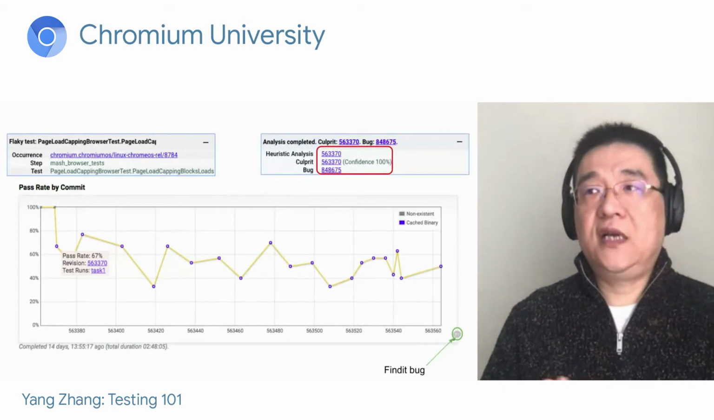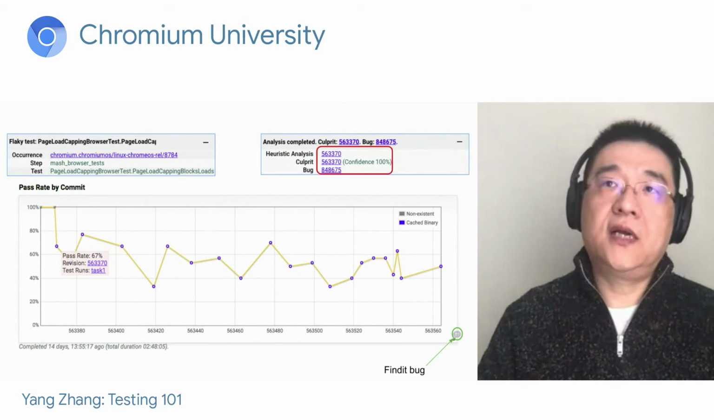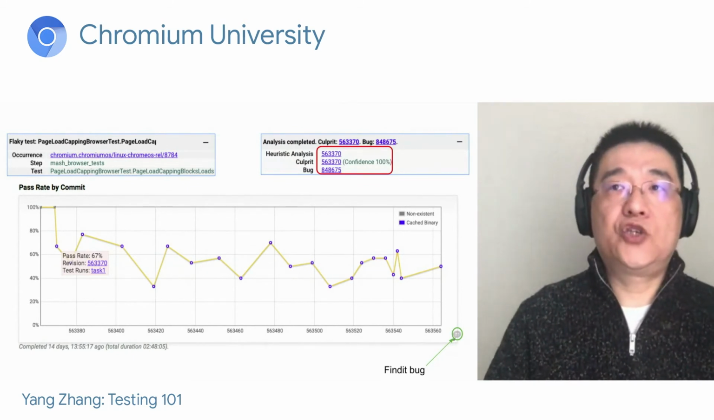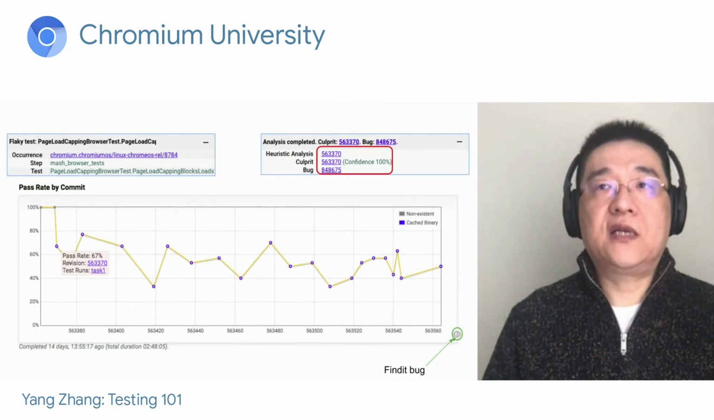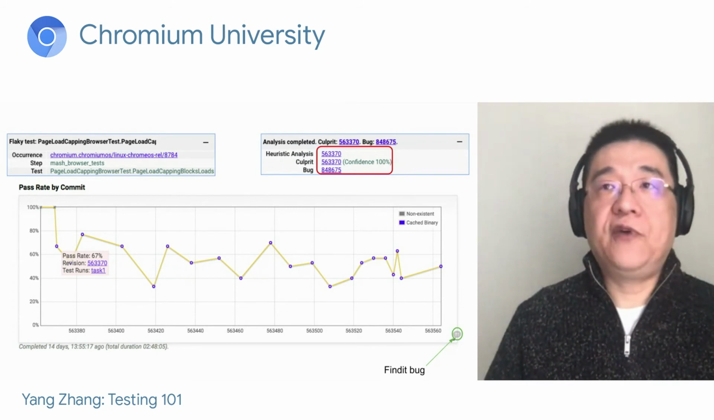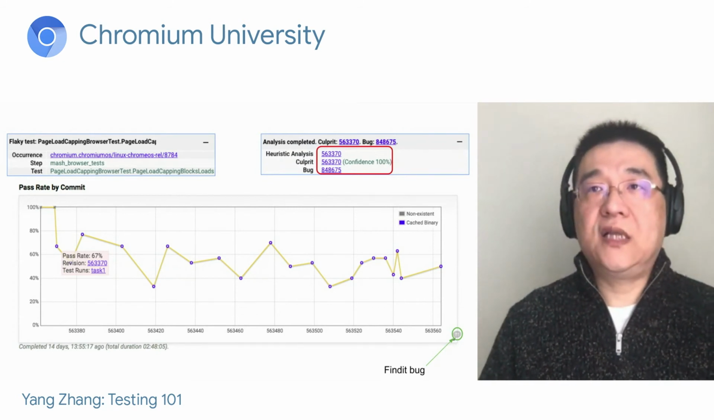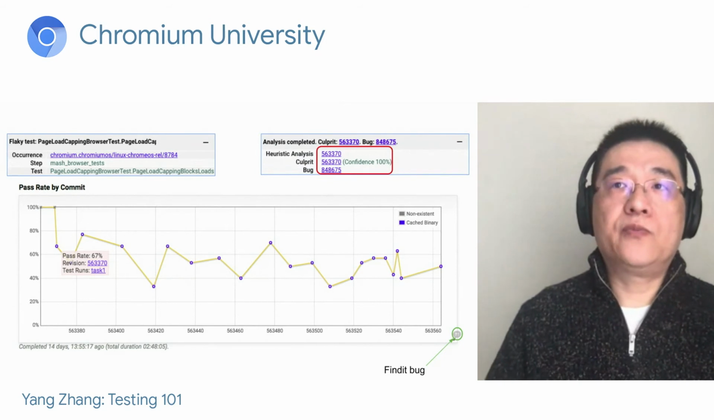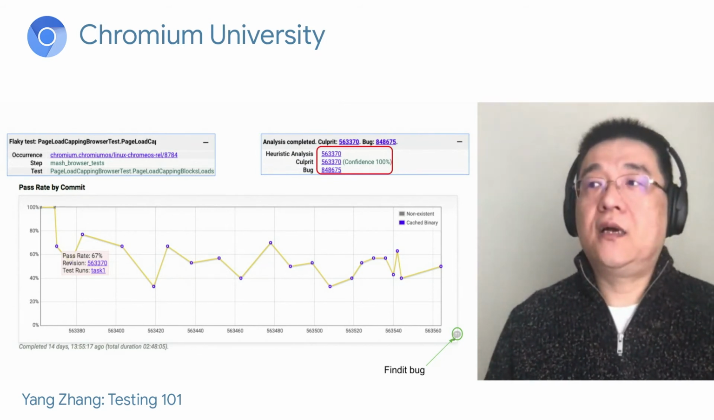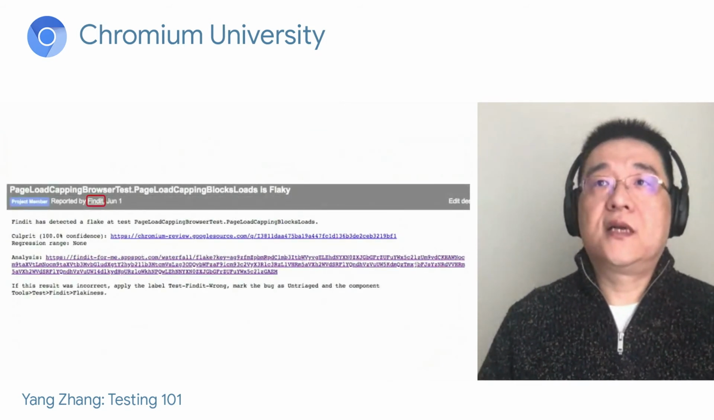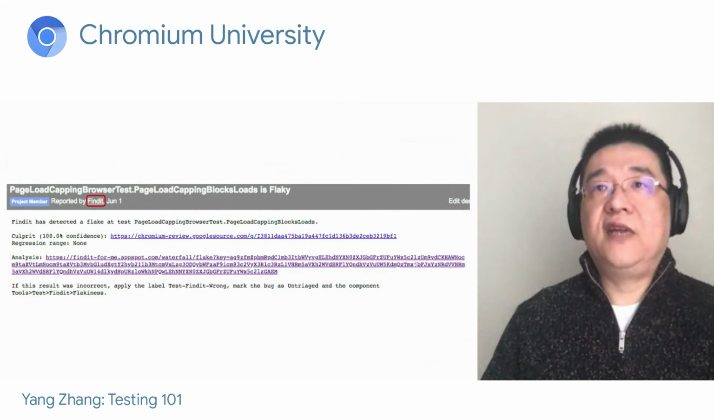This is per CL, for example, every column. You can see one test's pass rate dropped from 100% to 67%. So immediately the tooling can find out something is wrong. With this, the tooling will automatically file a bug, and this is a sample of Findit. Let's find the flaky bugs.